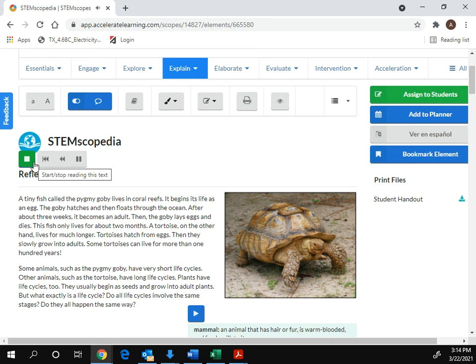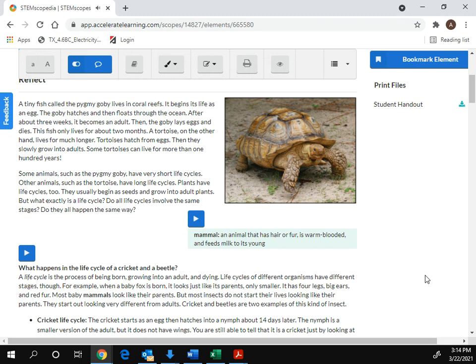Reflect: a tiny fish called the pygmy goby lives in coral reefs. It begins its life as an egg. The goby hatches and then floats through the ocean. After about 3 weeks, it becomes an adult. Then, the goby lays eggs and dies. This fish only lives for about 2 months. A tortoise, on the other hand, lives for much longer. Tortoises hatch from eggs. Then they slowly grow into adults. Some tortoises can live for more than 100 years.